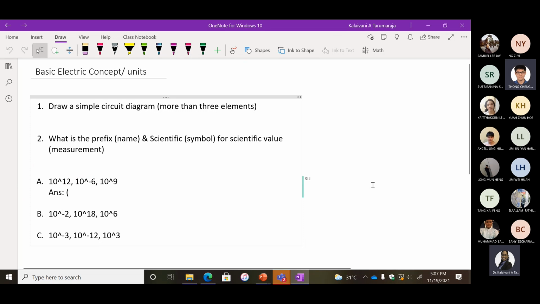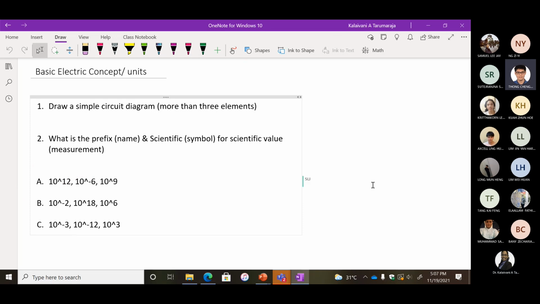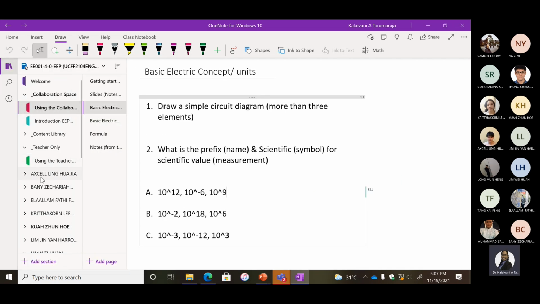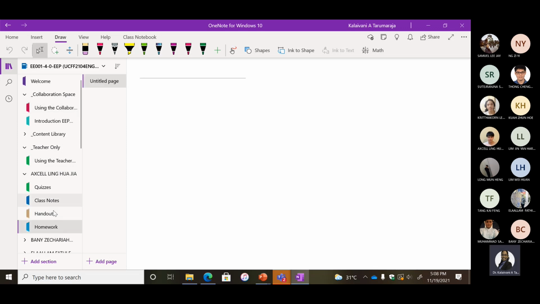Miss, under the section, draw where? You ask this one, is it? Or your folder? Okay, your folder, click on the book. So your folders will be here. For example, Excel here. So you can do it under homework. The subfolder, you can do it under homework. Okay, Miss.